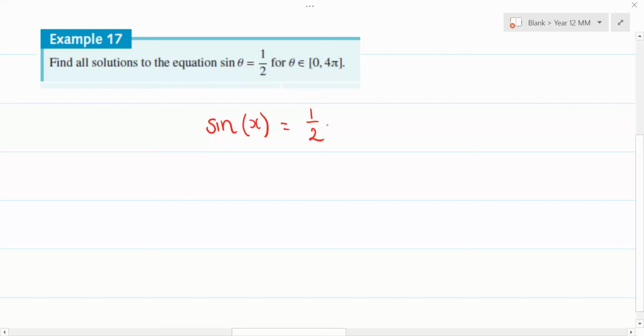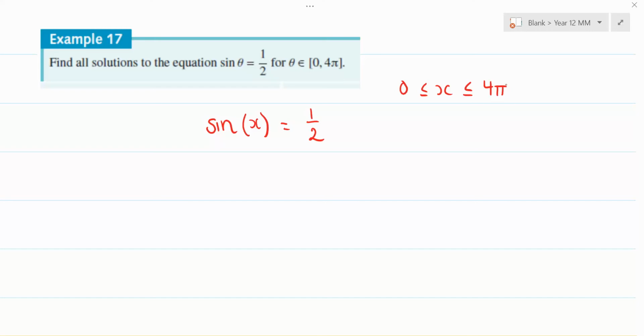Now it says x is an element, so x is between 0 and 4 pi. Now remember, this is in terms of radians, and that's what x represents. X is the radian. So x could be pi on 6, could be pi on 4, could be pi on 2, could be pi, could be 2 pi. I don't know what x is, but I know it starts from 0 and finishes at 4 pi.